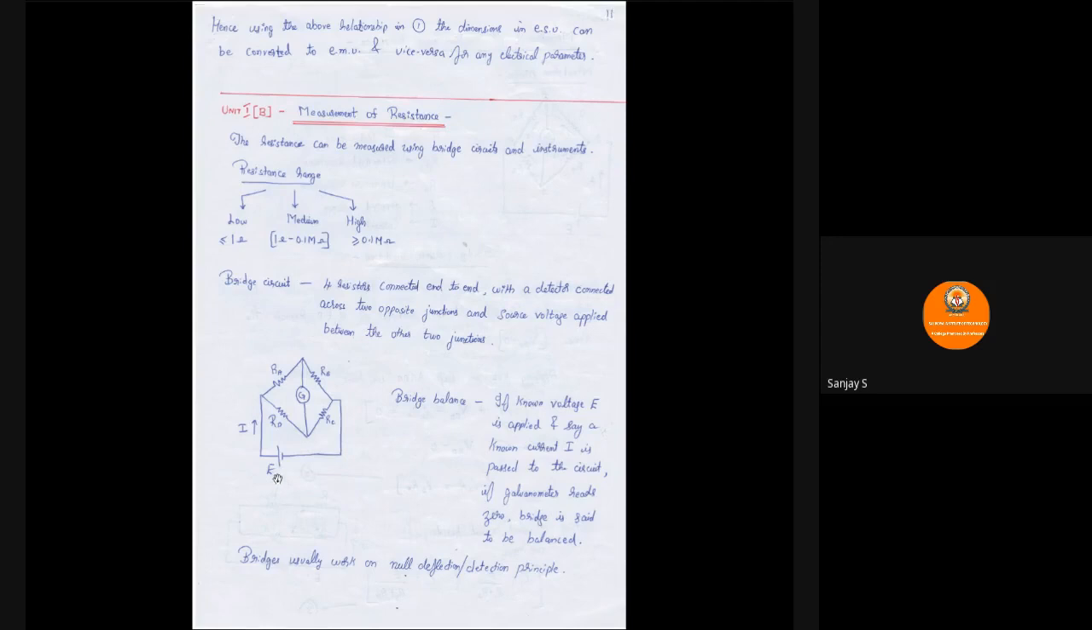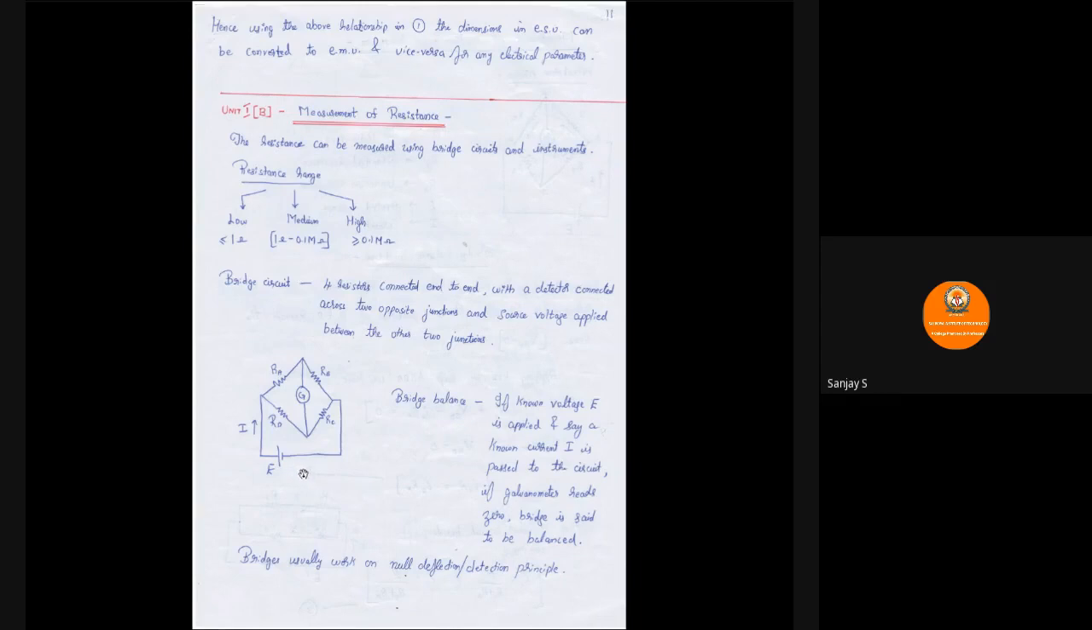And when we go for measurement of inductance and capacitance, since they are frequency dependent elements, we'll be going for an AC source, so they'll be called AC bridge circuits. Here, these circuits for measurement of resistance are called DC bridge circuits, as the source is DC.